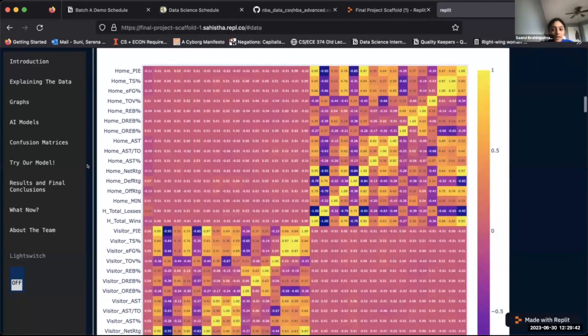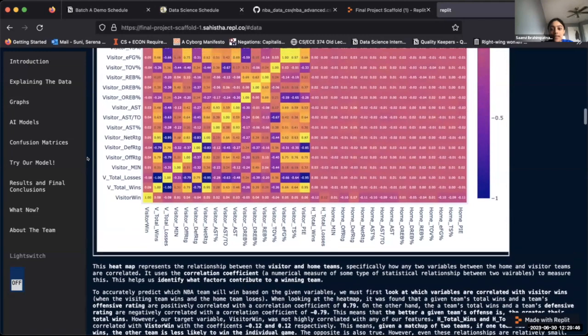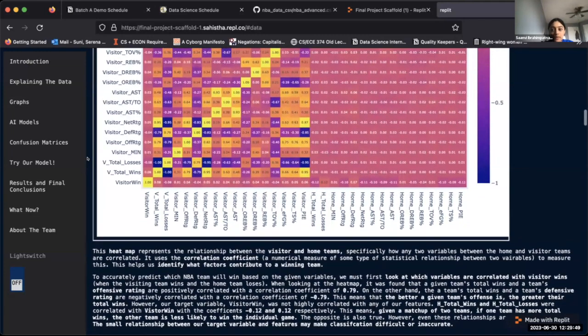So this is our heat map. This heat map represents the relationship between visitor and home teams, specifically how any two variables between the home and visitor teams are correlated. This helps us identify what factors contribute to a winning team. For instance, visitor wins and home total losses were correlated with the coefficient of negative 0.12 and positive 0.12 respectively.